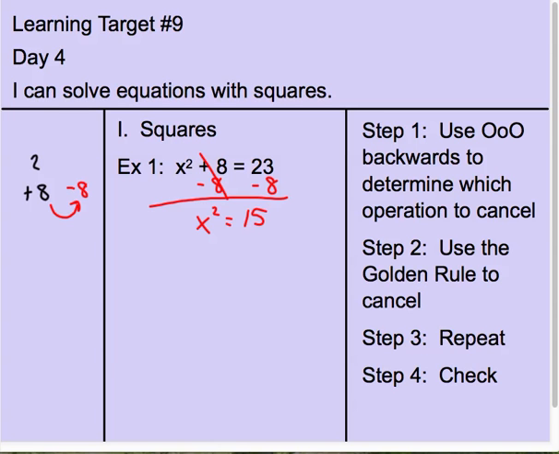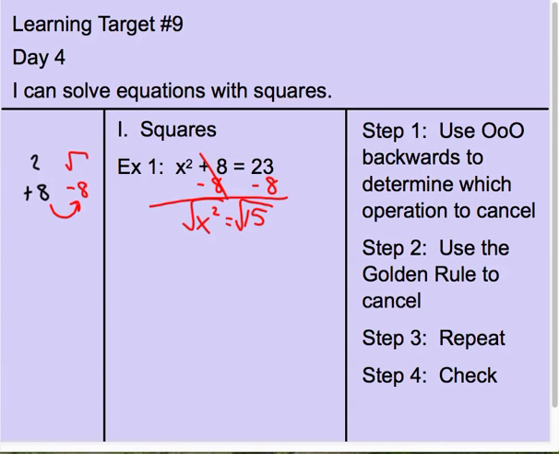Continuing backwards, what is the opposite of squaring? The opposite of adding is subtracting. The opposite of multiplying is dividing. The opposite of squaring is square rooting. So I'm going to take the square root of both sides.